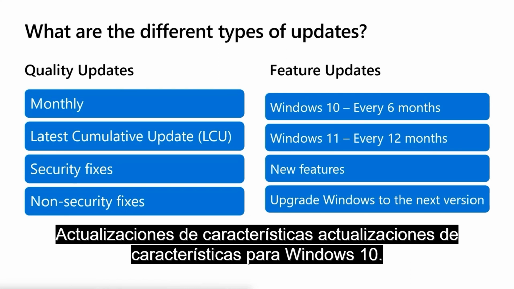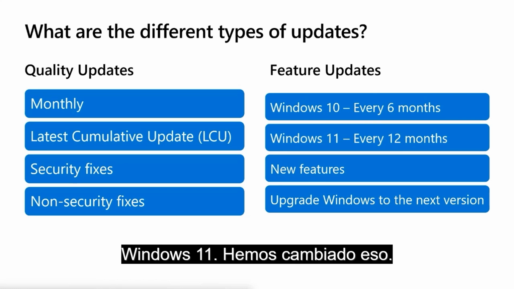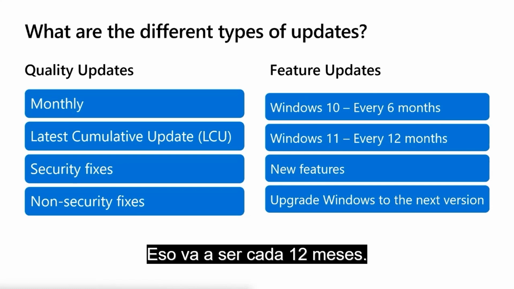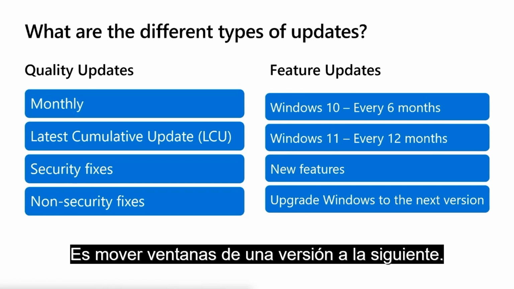Feature updates. Feature updates for Windows 10, they occur every 6 months. Windows 11, we've changed that. That's going to be every 12 months. These feature updates bring in the new features for Windows 10. It's moving Windows from one version to the next.